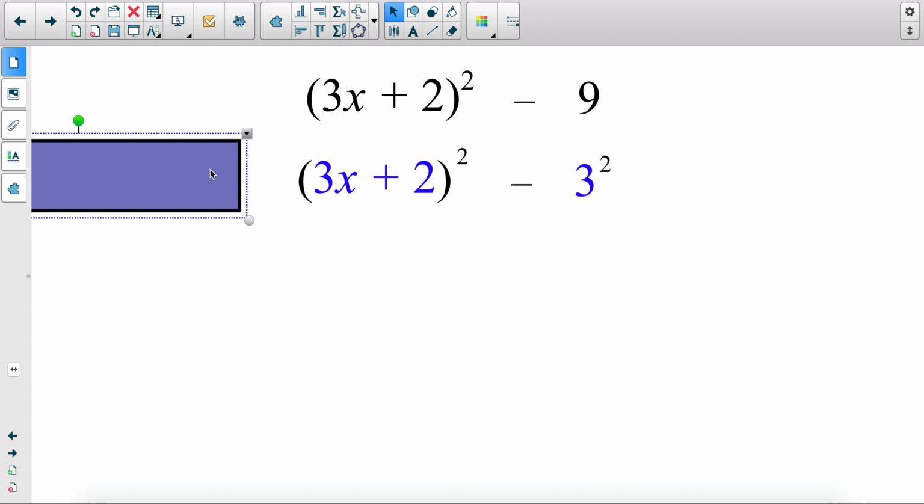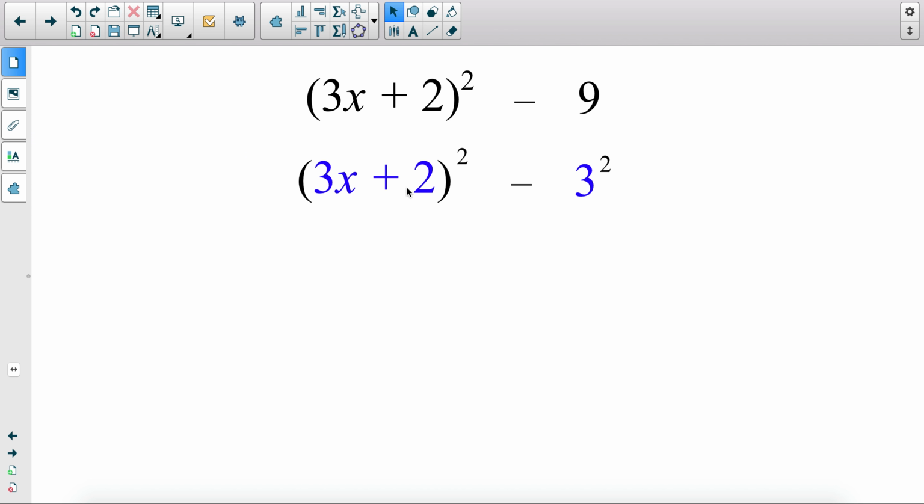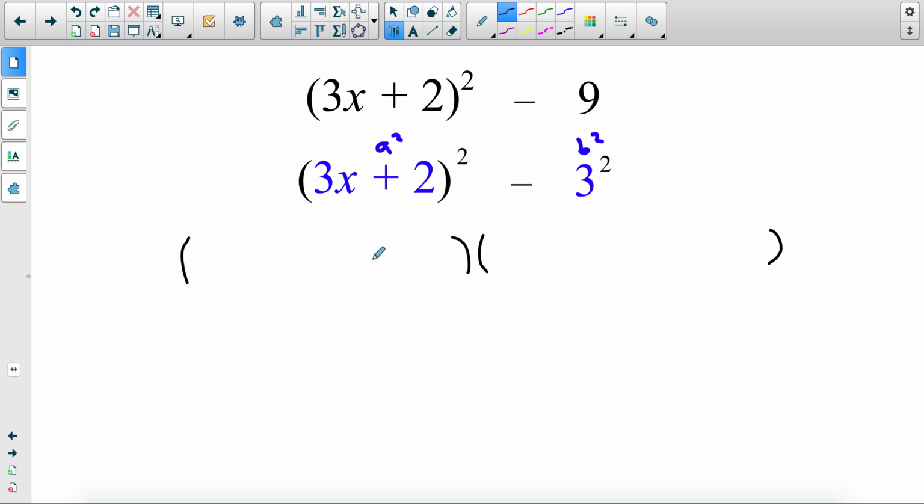So we get the following: 3x plus 2 squared minus 3 squared. And we can write each as our a and b, so this could be our a squared and b squared. Which means now we can easily factorize these expressions. We open two brackets, one with a plus and one with a minus. And then I'm just going to take the terms without the square number. That's the key point here. So it's just 3x plus 2 that I need.